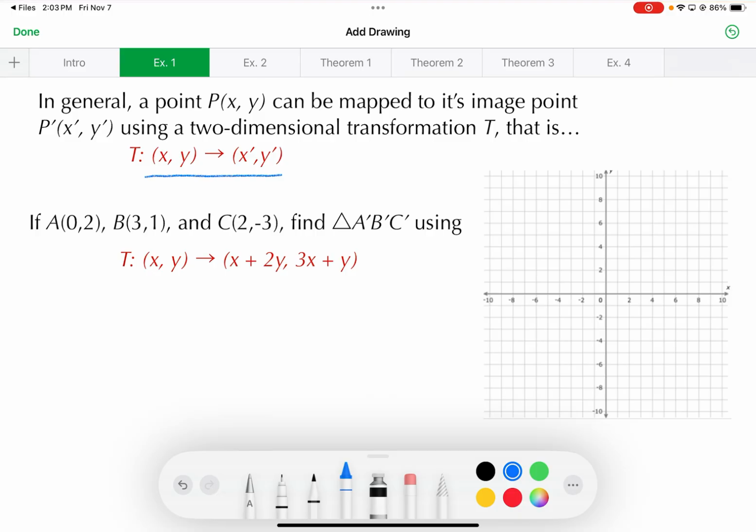All right, here we have a triangle with vertices A, B, and C. Let's plot those to start. So A is at 0, 2, B is at 3, 1, C is at 2, negative 3. So plot them, and then we're going to label them A, B, C. Connect them to draw the triangle.